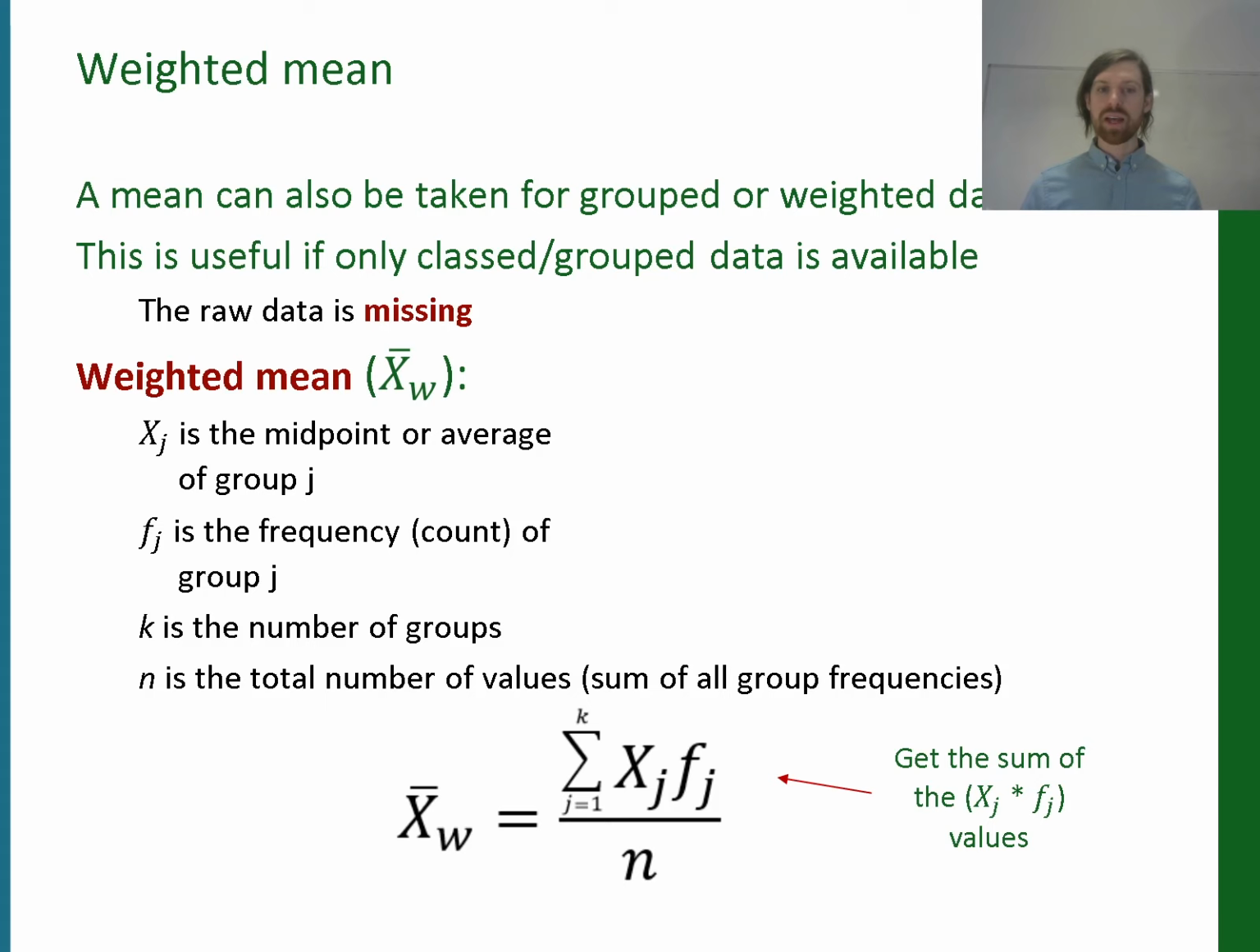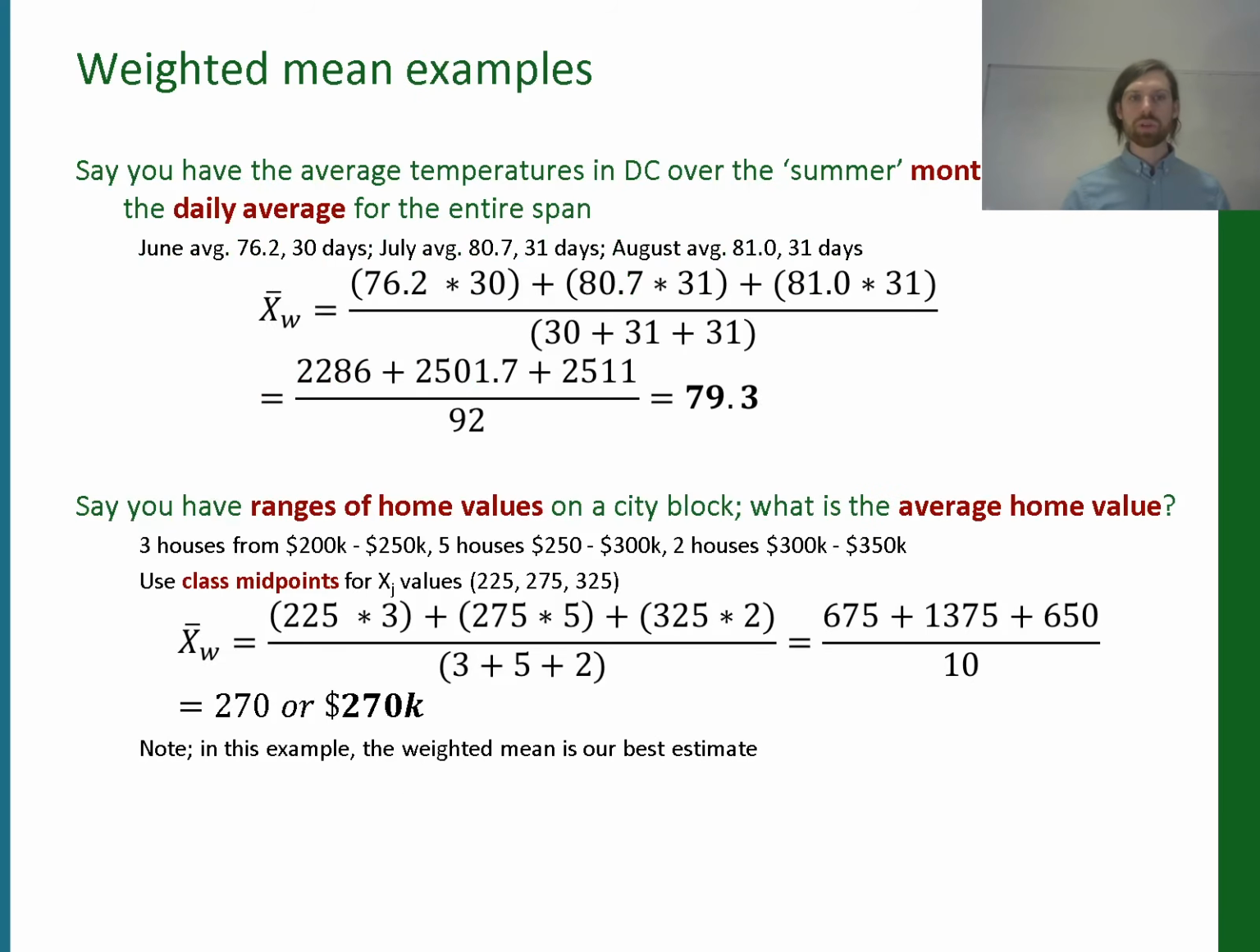It's not that complicated, and you can think of it, for example, in terms of taking a monthly temperature and then converting it to an annual temperature. So at the top here, I've basically described the example for how we would think about it in terms of temperature. So maybe we've got the daily average for DC over the summer months, but we want the daily average for the entire span. So we're able to say that it's 76.2 Fahrenheit on average for 30 days, and then it's 80.7 Fahrenheit on average for 31 days, and then it's 81 Fahrenheit for 31 days.